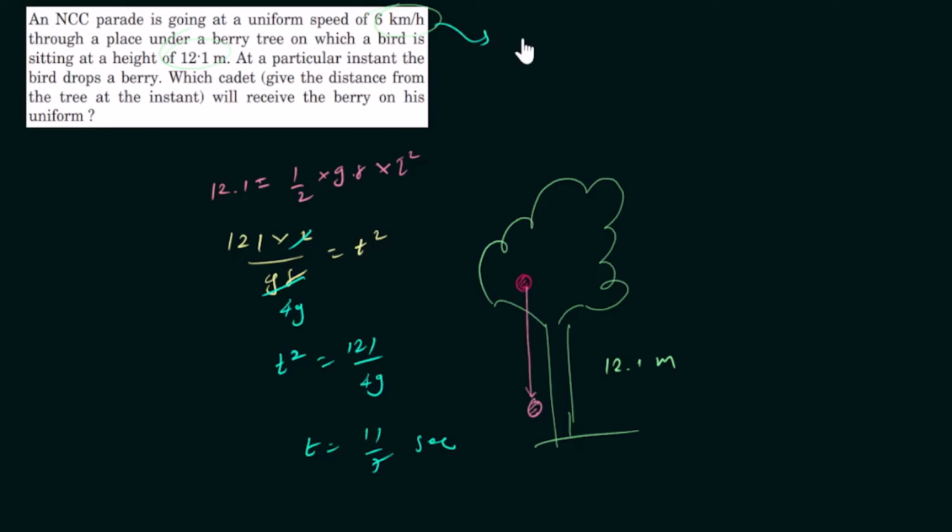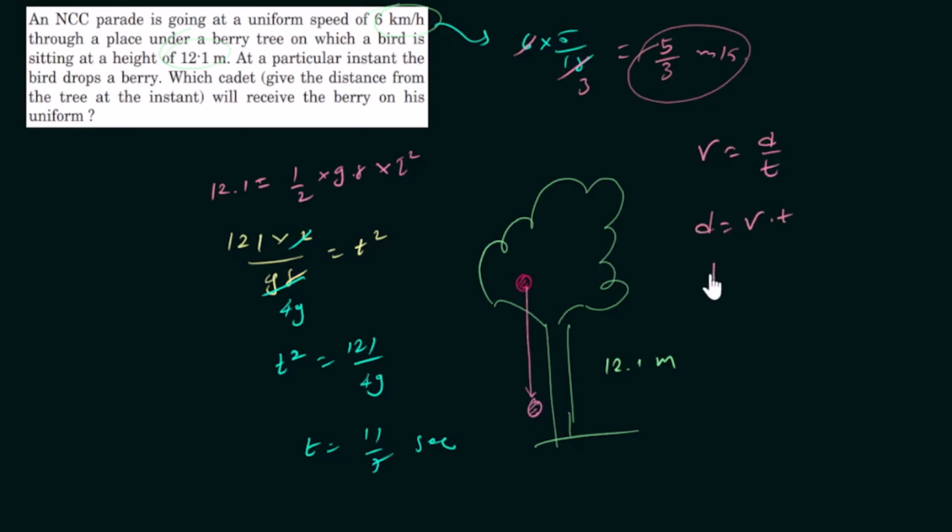6 km per hour can be written as 6 into 5 by 18, right? So this will be 5 by 3 meter per second. So the speed of the NCC parade is 5 by 3 meter per second. Now the NCC parade is going at a uniform speed of 5 by 3 meter per second, so I can put v equals d by t. So d equals v into t. v is 5 by 3 and t is 11 by 7. So d will be 55 by 21 meter. So the answer of this d will be 2.6 meter.